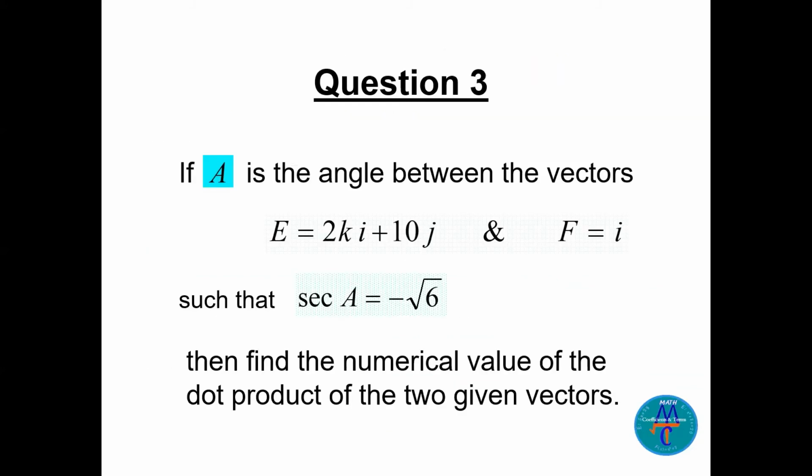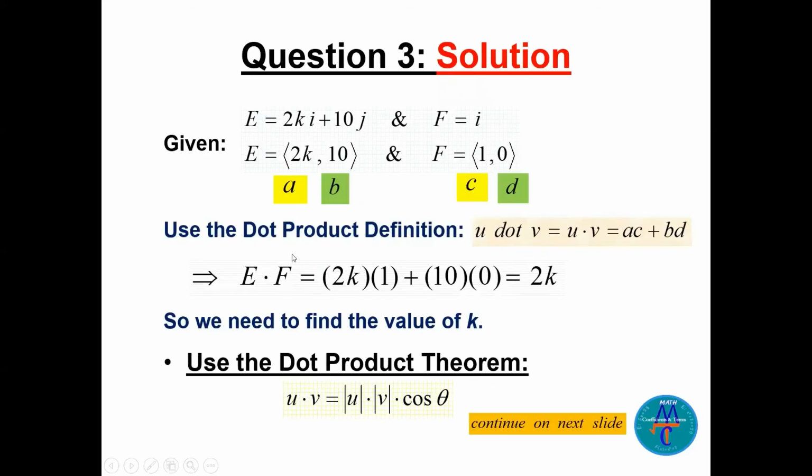Question number 3: if A is the angle between the vectors E and F, such that secant of A is minus square root of 6, let's find the numerical value, the exact number, of the dot product of the two given vectors. So we have to find E dot F. Let's start. Look at the given here.